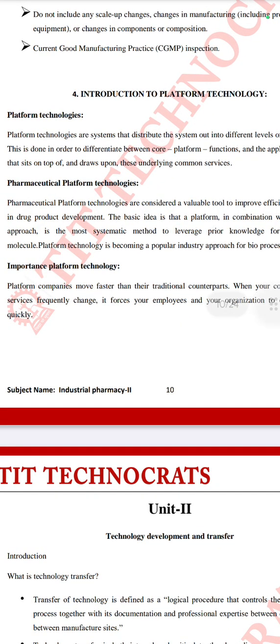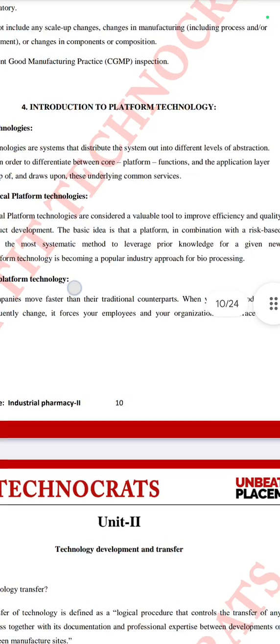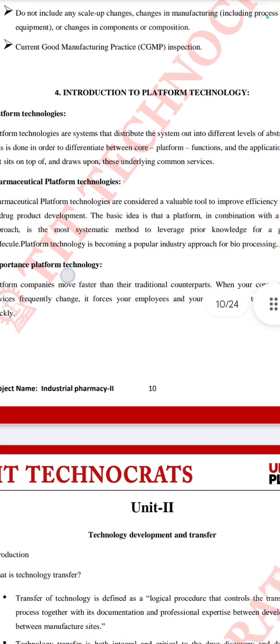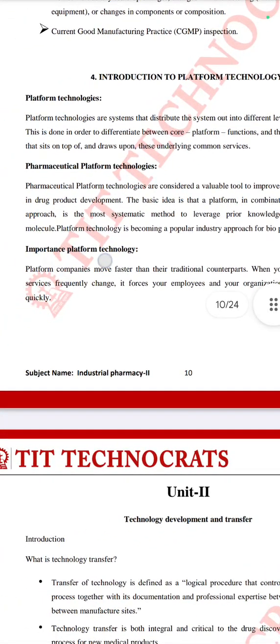And next is introduction to platform technology. What are platform technologies? Platform technologies are systems that distribute the system into different levels of abstraction, done in order to differentiate between the core platform function and the application layer. They draw upon these underlying common services, like pharmaceutical platform technologies, important platform technologies.